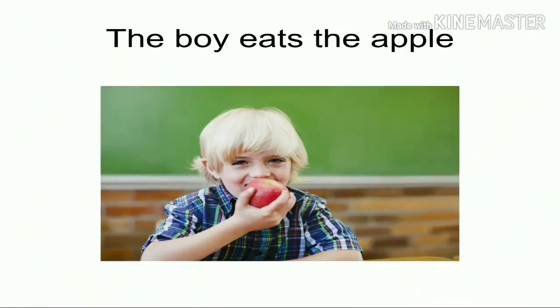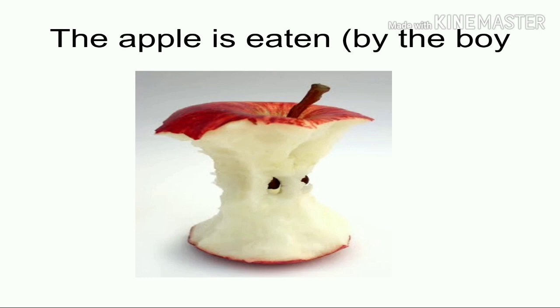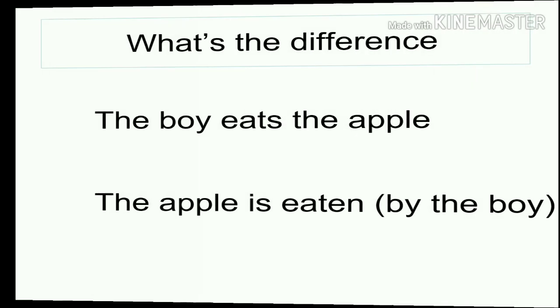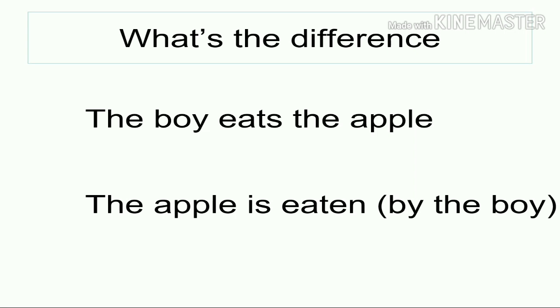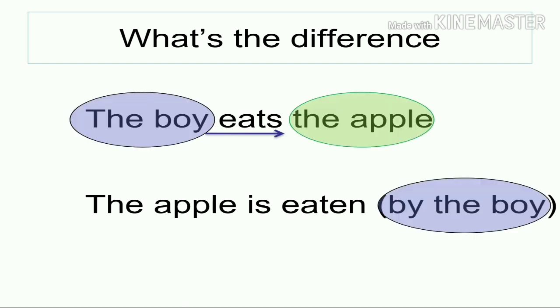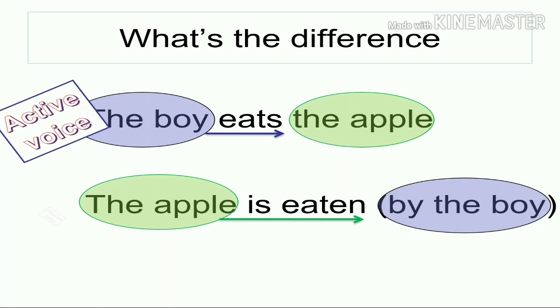I need you now to look at this picture and try to read the sentence. The boy eats the apple. The apple is eaten by the boy. Now what's the difference between the two sentences? You may have noticed that the boy changes its place. The apple too, as well as the verb. The first sentence is called the active voice. The second is passive voice.